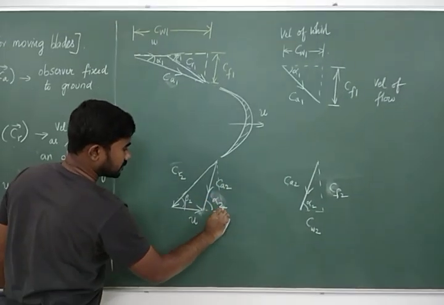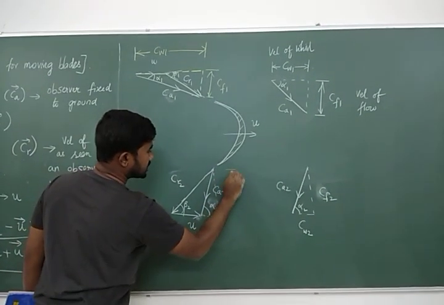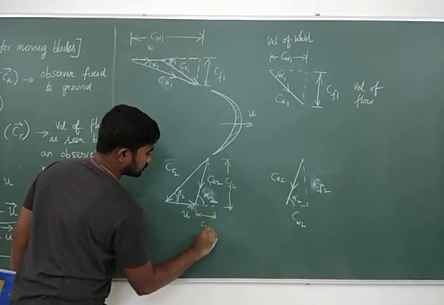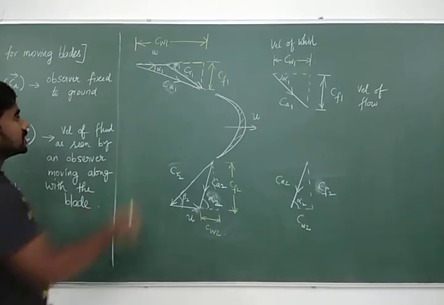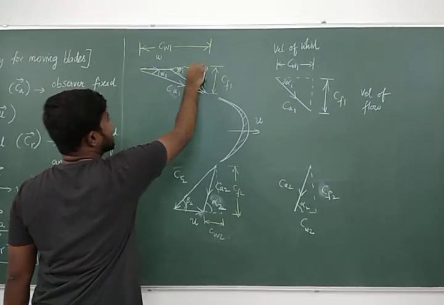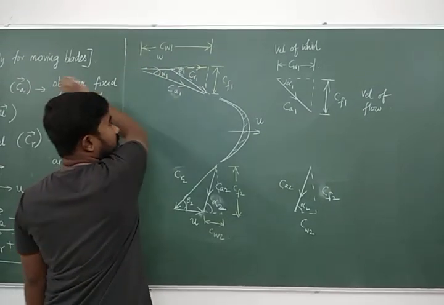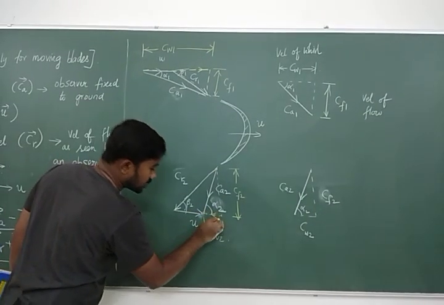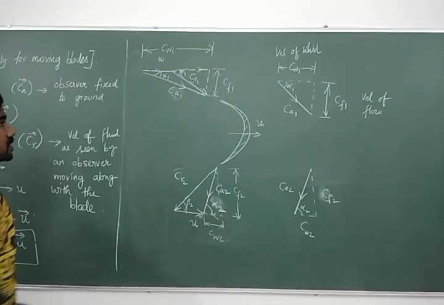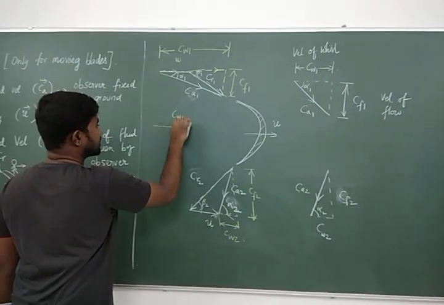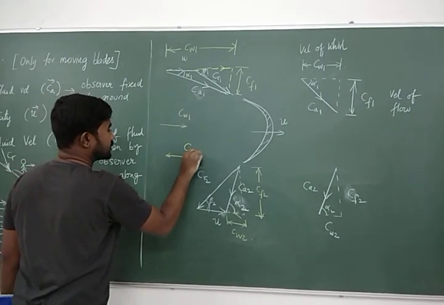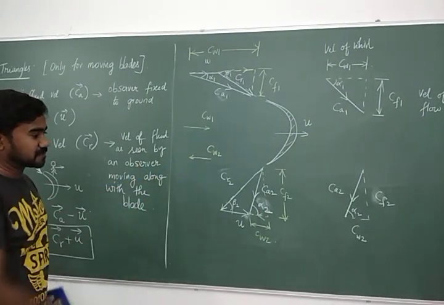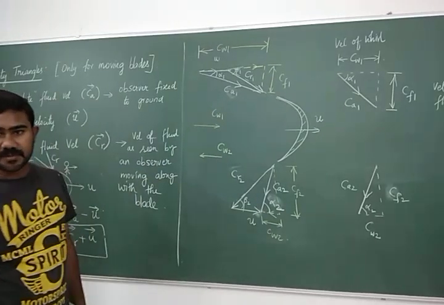This is CA2. So if I resolve it, this will be CF2. This will be CW2. Another thing to note is CW1 is along this direction, right? CA1 is like this, so its horizontal component is along that direction. Whereas CA2 is like this, so its horizontal component CW2 is along this direction. So remember, CW1 is like this, whereas CW2 is like that. They are in opposite directions. Just remember that. If they are in the same direction, you have something else. If they are in opposite directions, it's going to be something else.